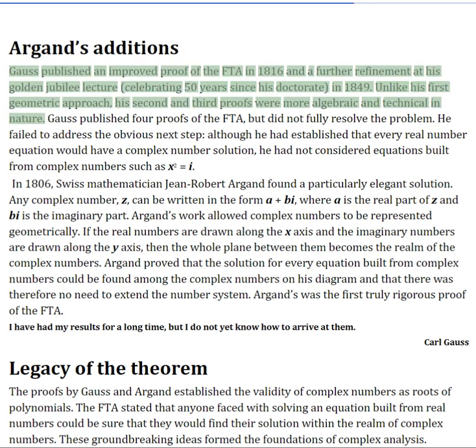Gauss published an improved proof of the FTA in 1816 and a further refinement at his Golden Jubilee lecture in 1849. Unlike his first geometric approach, his second and third proofs were more algebraic and technical in nature.